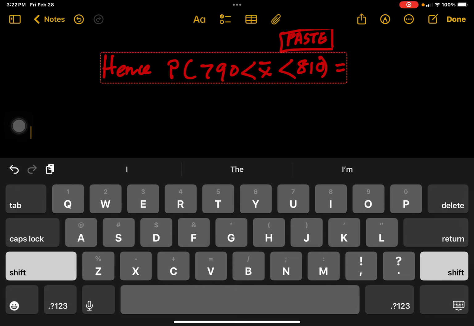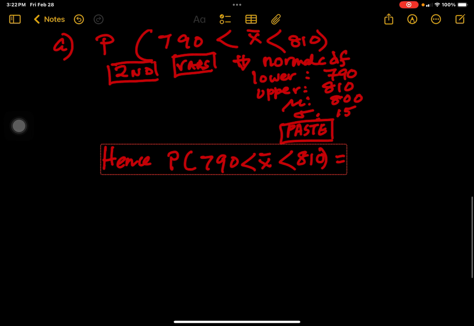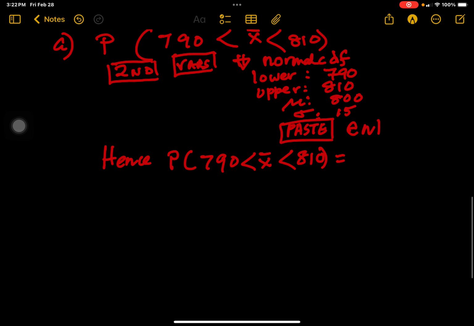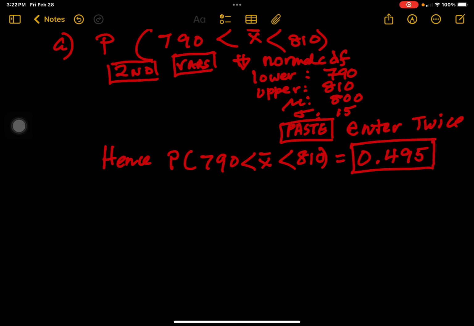Okay, I forgot to write down here. It is enter twice after paste. Enter twice. Okay, and the answer is 0.495. So that is the answer for part A.